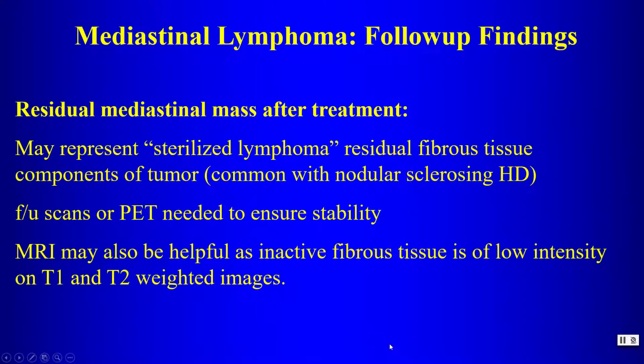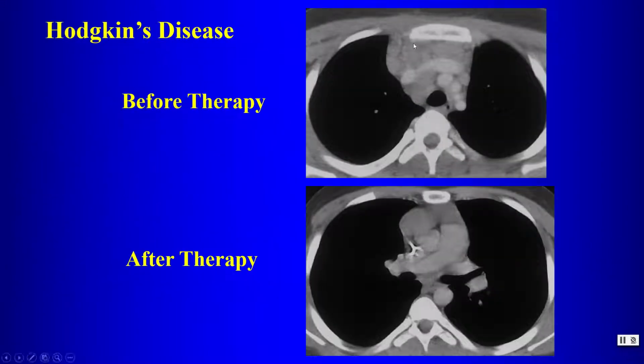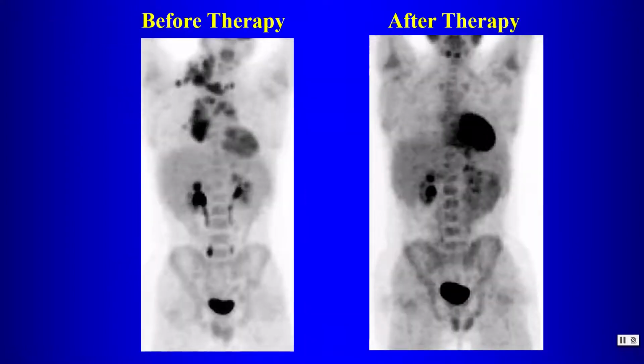So for follow-up findings in patients with lymphoma after treatment, they can still have residual mediastinal masses that may represent residual fibrous tissue, so-called sterilized lymphoma, especially common with nodular sclerosing Hodgkin's disease. This is where follow-up PET-CT can be helpful to differentiate this from active tumor. Before therapy, we have all of this lymphadenopathy. After therapy, we still have this residual mass in the anterior mediastinum. So do we have active disease or not? This is where PET can be very helpful.